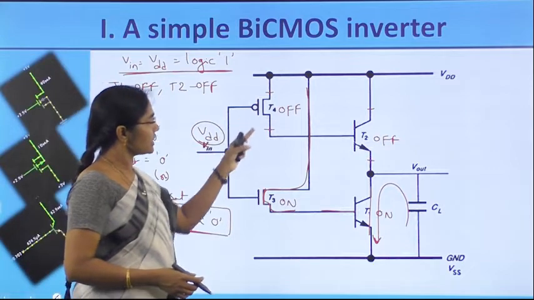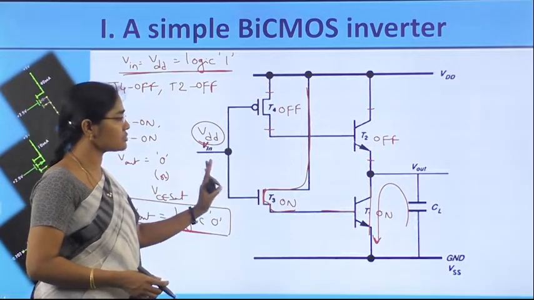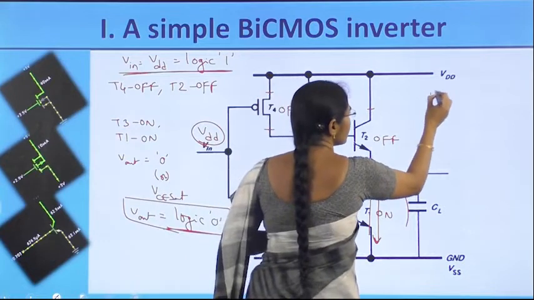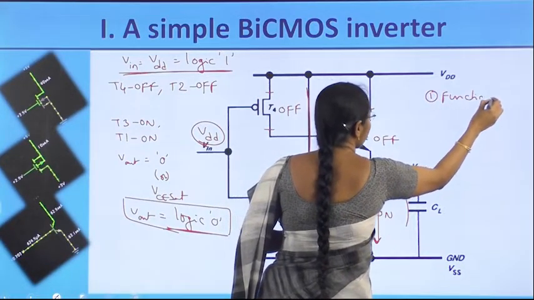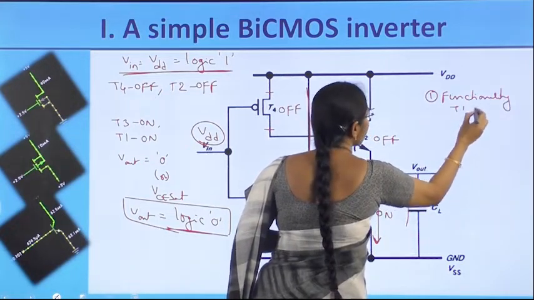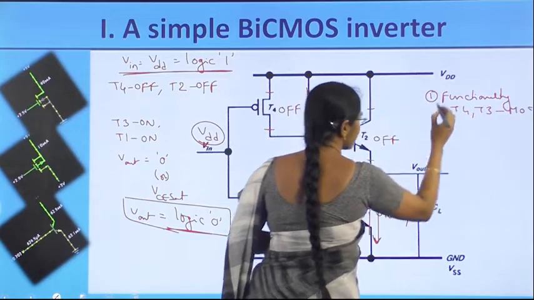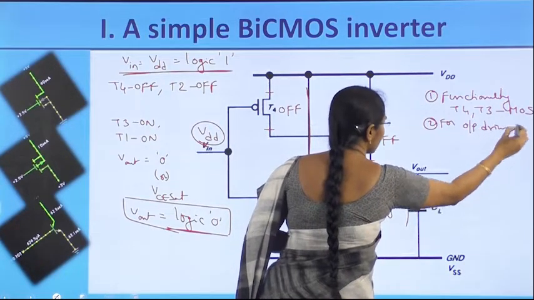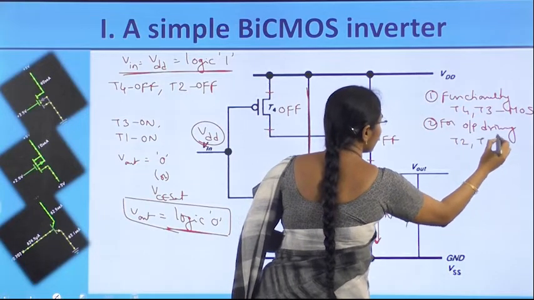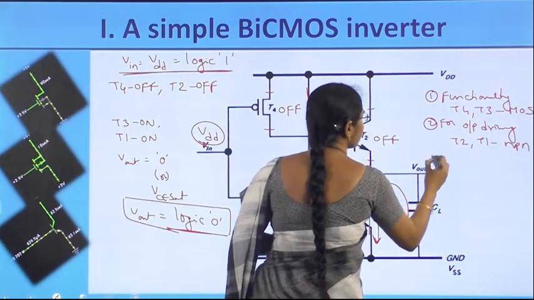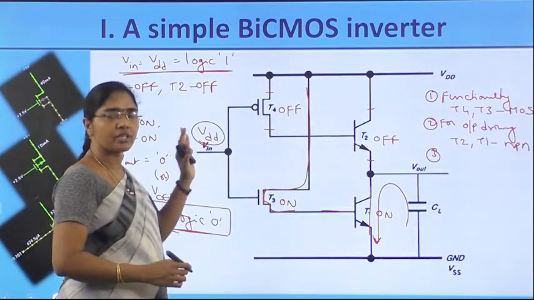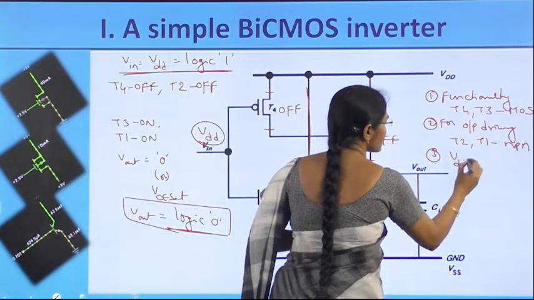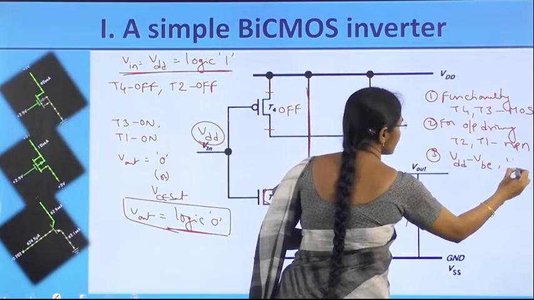And what about the remarks of the circuit? Here, for the functionality realization, PMOS and NMOS switches are used. For driving of outputs, T1 and T2 are used. That is, for the functionality, T4 and T3 MOS transistors are used, and for output driving, T2 and T1 NPN transistors are used. For logic high, it is producing VDD minus VBE, and for logic 0, it is producing VCE sat.